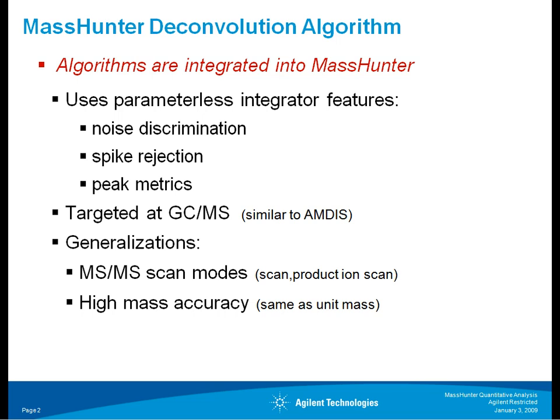This is similar to AMDIS, and let me take a moment to thank the AMDIS and the NIST library search teams for their excellent work. This approach is generalized so that it will handle both MS and MSMS scan modes, for example, product ion scan, and it has been generalized to handle a higher mass accuracy as well.